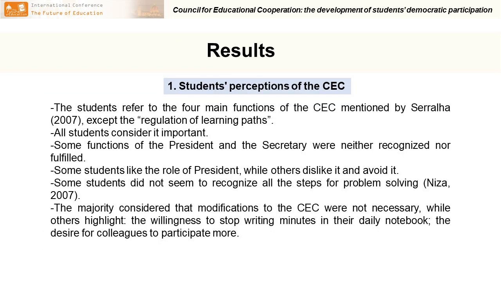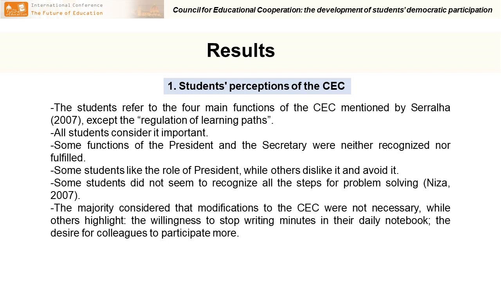We'll now talk about the results of this study. Regarding the students' perceptions of the council, the students refer to the four main functions of the council mentioned by Serralha, except the regulation of learning paths. All students consider the council important.